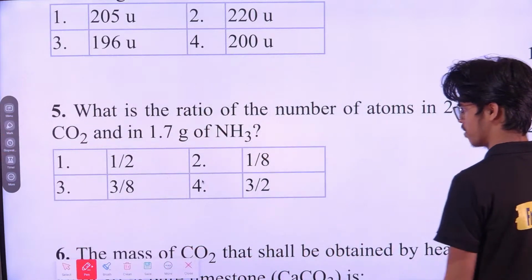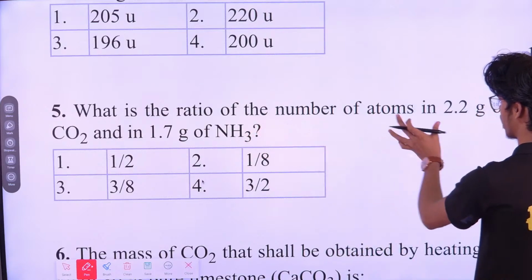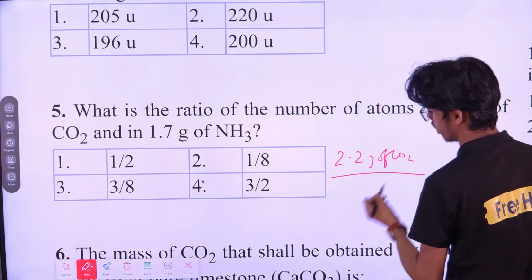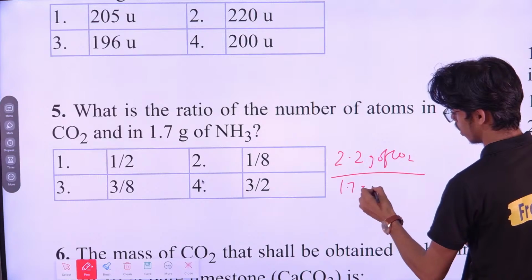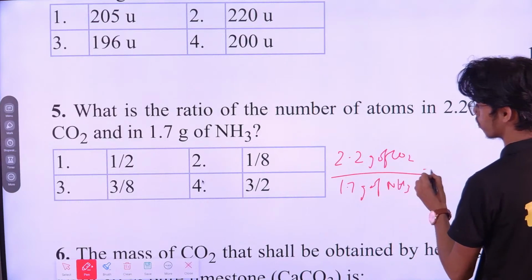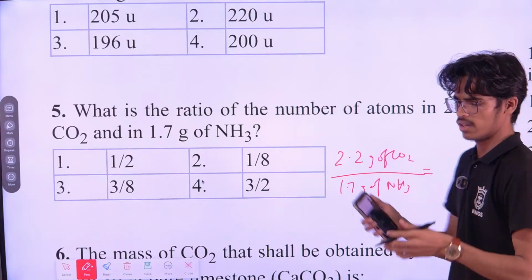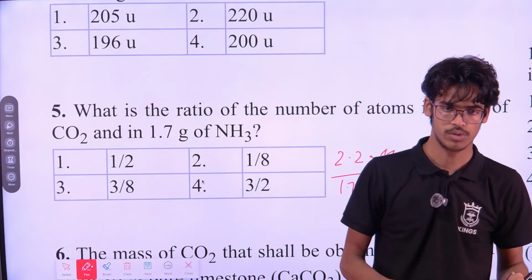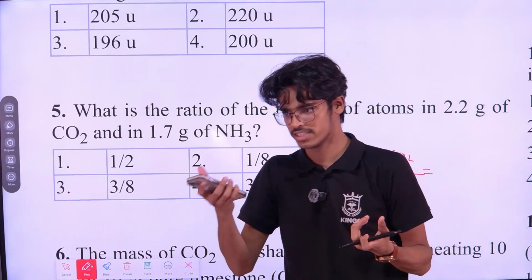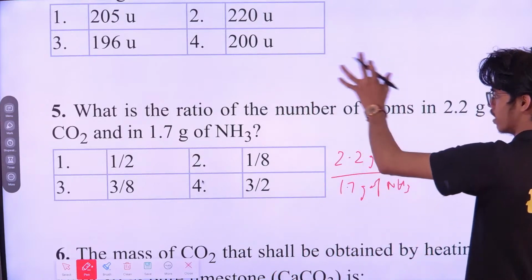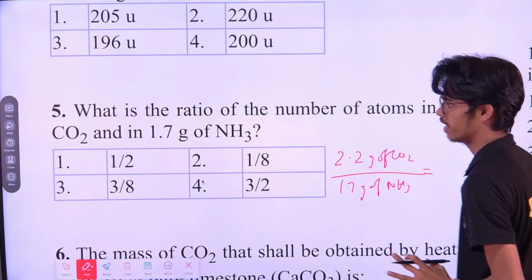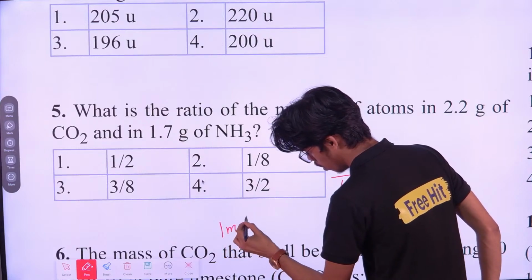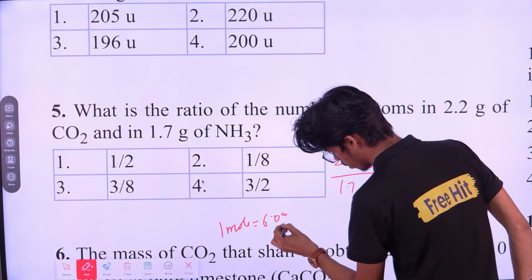So this question is quite simple. It is asking what is the ratio of the number of atoms in 2.2 gram of CO2 divided by 1.7 gram of ammonia. So we have to find the number of atoms. Whatever the ratio of the number of atoms is, the same will be the ratio of the moles, because the same number of moles contain the same number of molecules. So finding the ratio of the number of atoms is the same as finding the ratio of moles, because 1 mole always consists of a definite number of atoms.